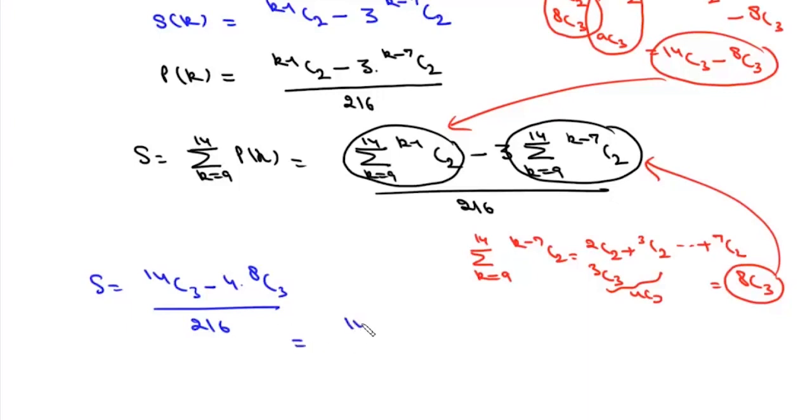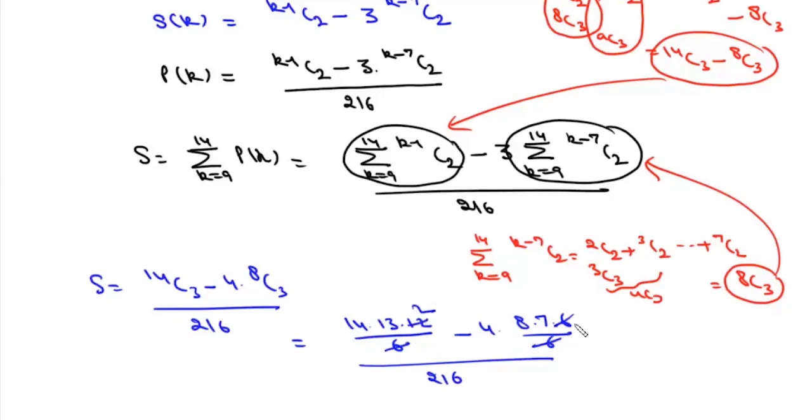Now 14C3 is 14 into 13 into 12 divided by 6 minus 4... Now this is 8, 7, 6, and this is 6 divided by 216. Now this is 2 and this is 6. So it will be 28 into 13 minus 8. 13 minus 8 is 5, divided by 216.